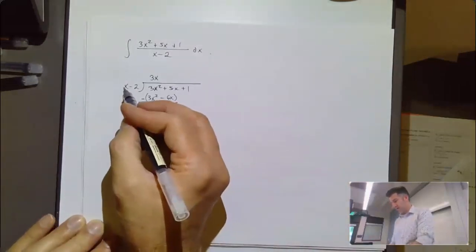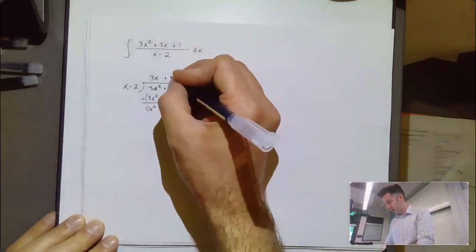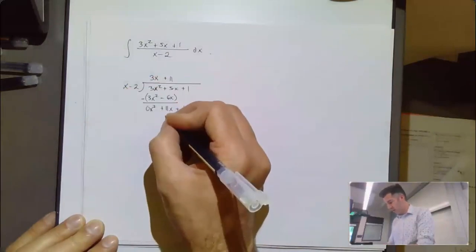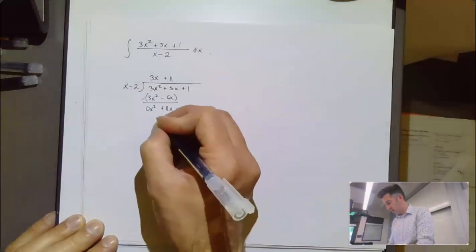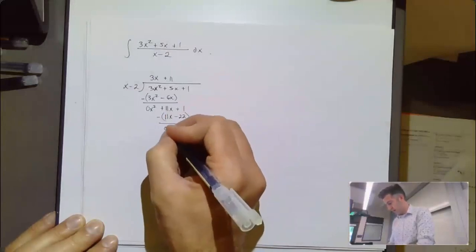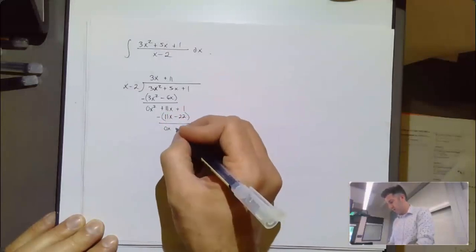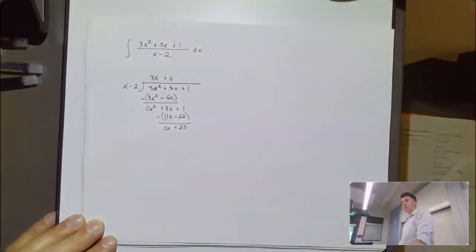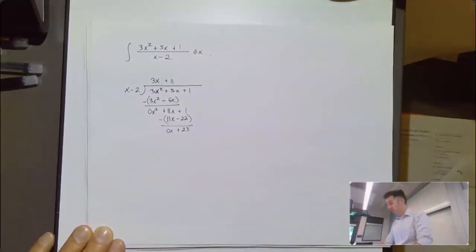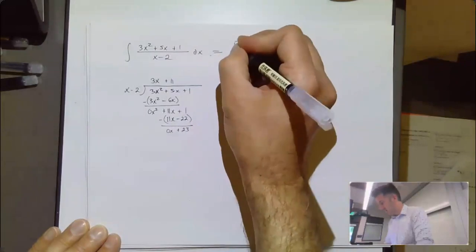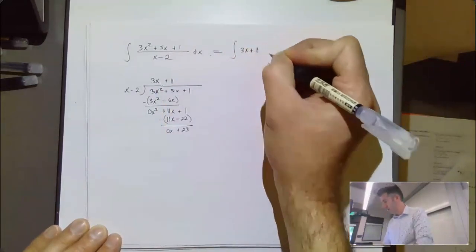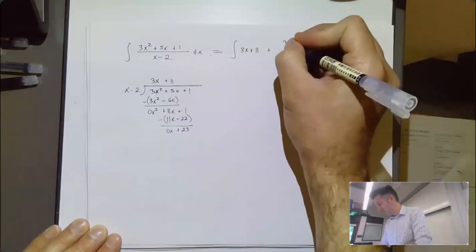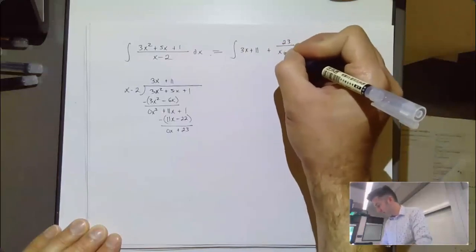What do you multiply by x to get 11x? The answer is 11. 11 times x minus 2 is 11x minus 22. Subtract, that's a 0x, and 1 minus minus 22 is 23. So then we have to rewrite the integral as the integral of the quotient, 3x plus 11, plus the remainder divided by the divisor.